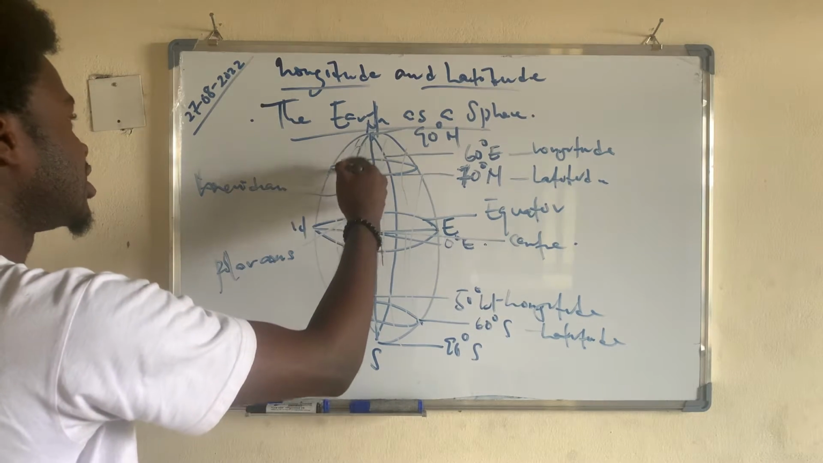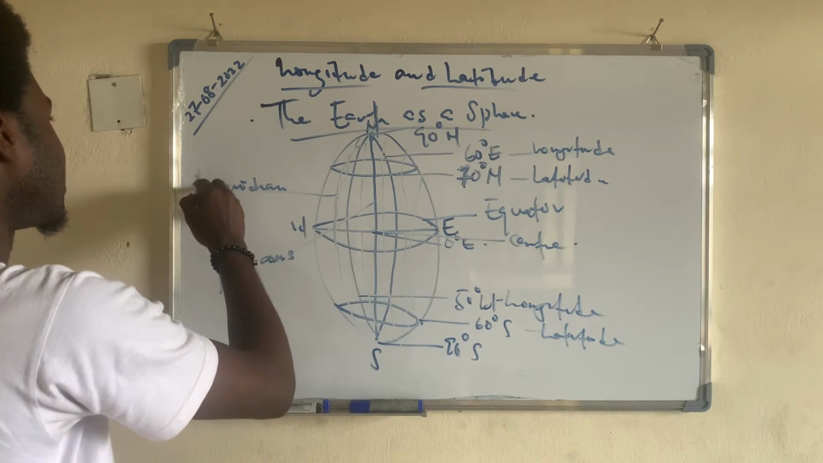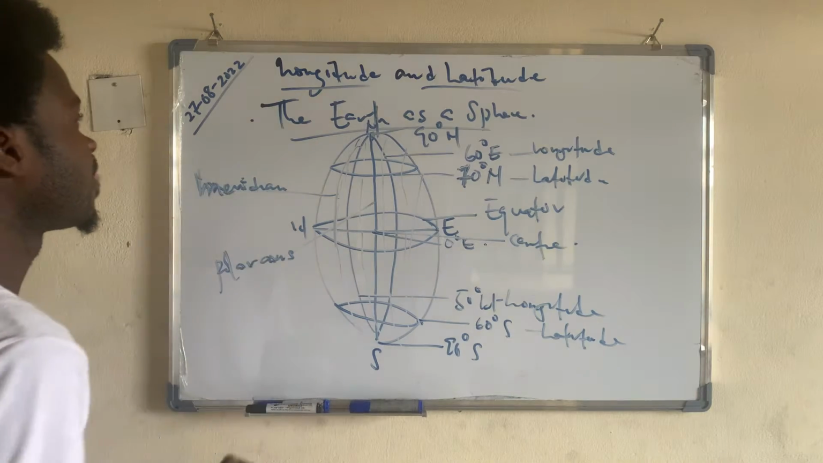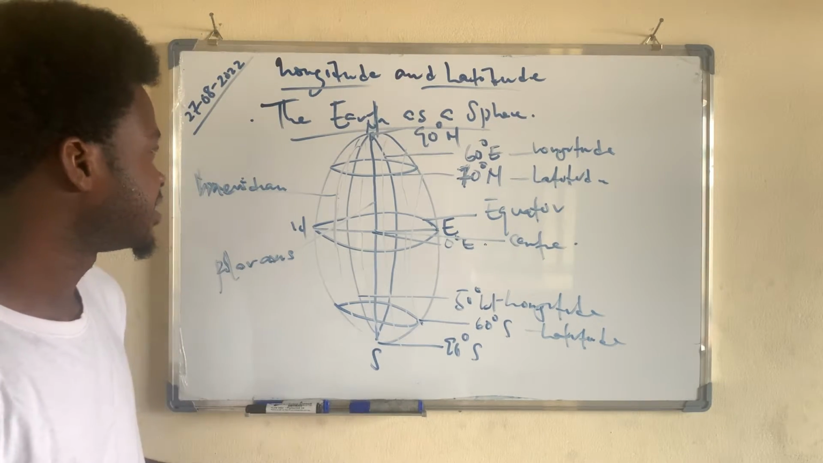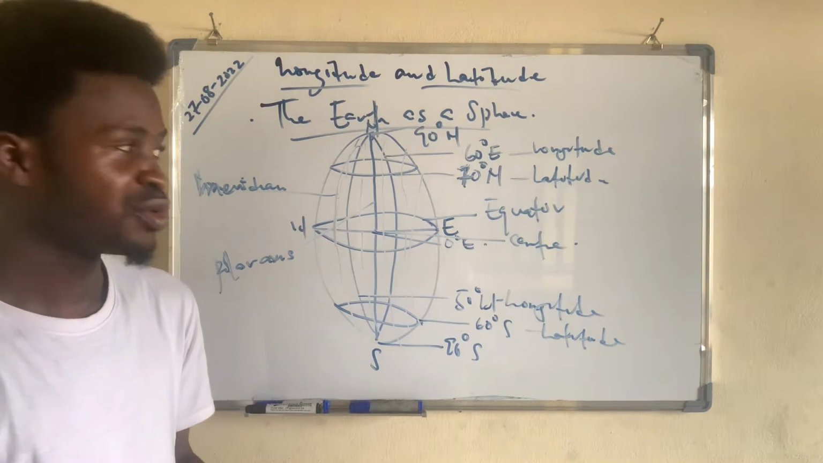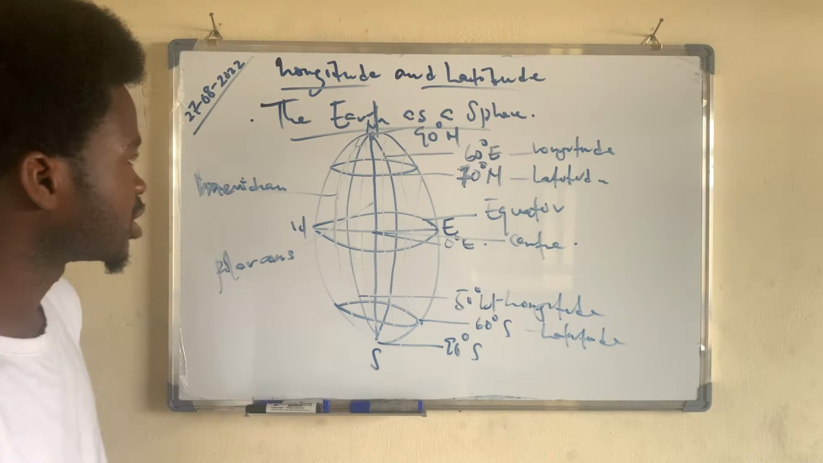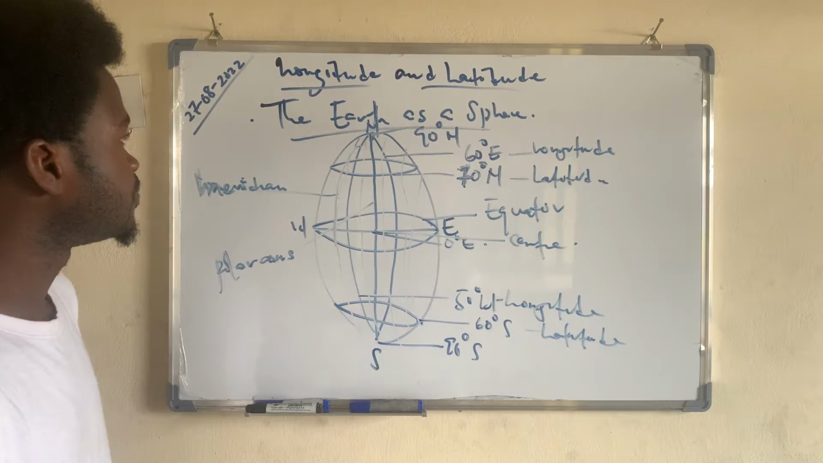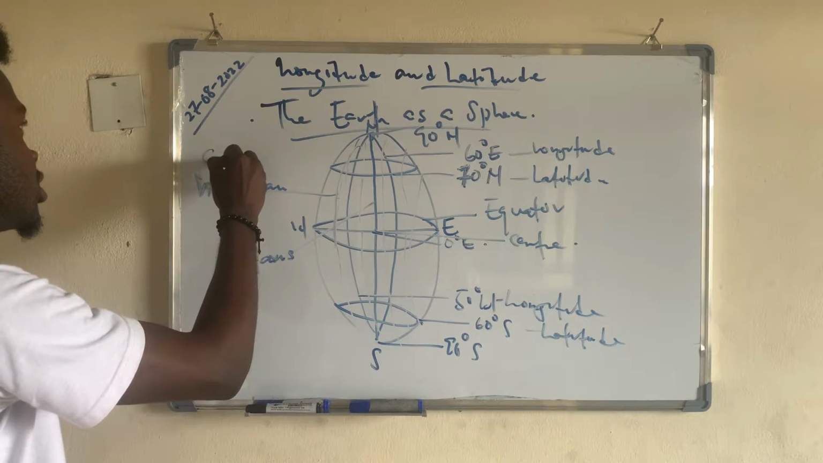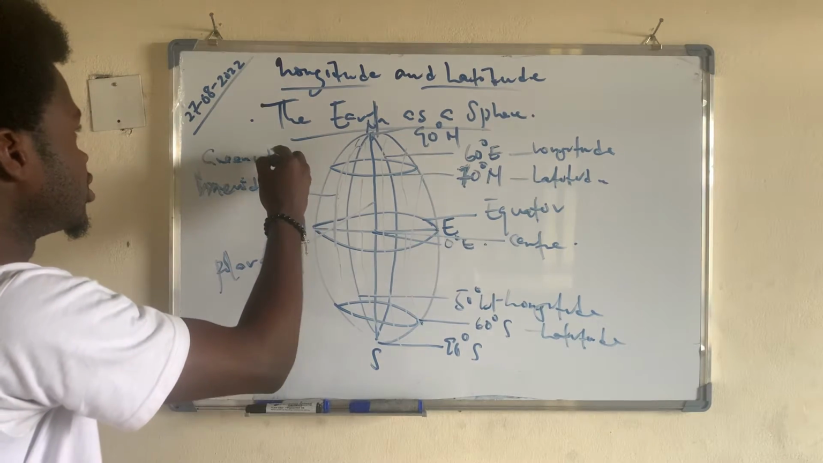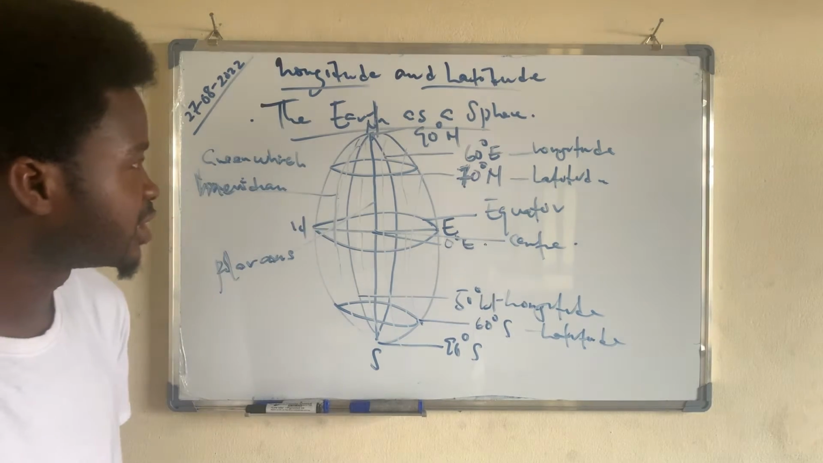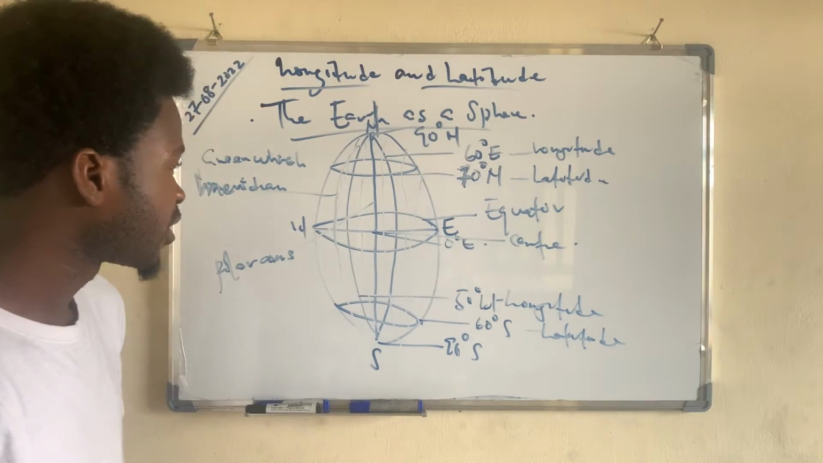So these imaginary lines are referred to as the meridian, or we can refer to it as our zero meridian, or the Greenwich meridian. Let's call it the Greenwich meridian. Okay, very good.